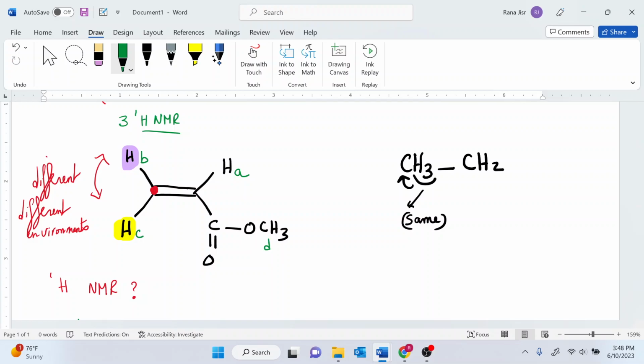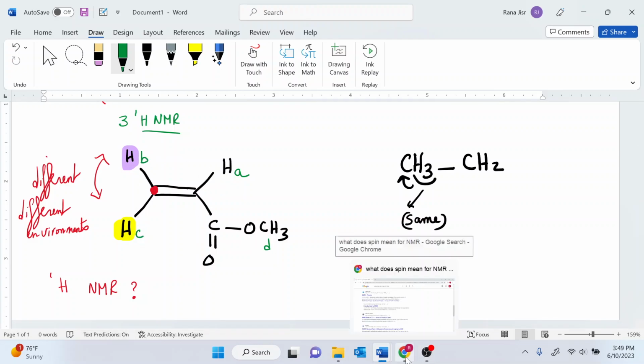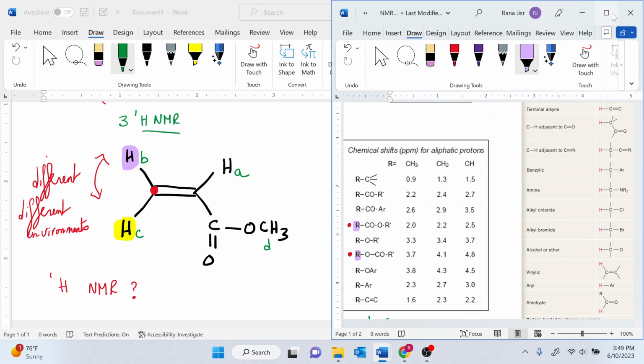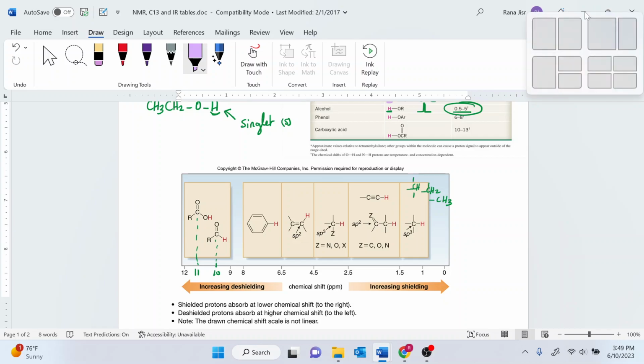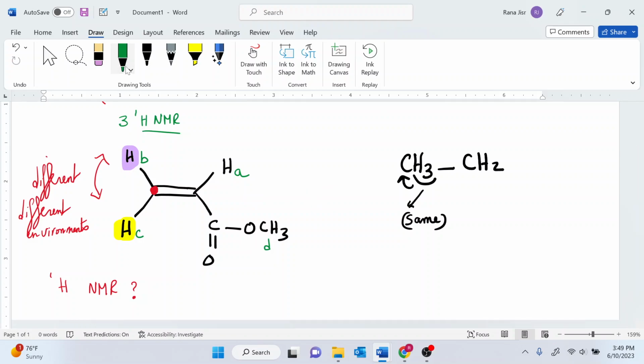Now the signals for A, B, and C are all going to lie, let's pull the table in there, in the region of the alkene between 4.5 and 6.5. So you're going to see a lot of peaks in there because that is going to correspond to the 3 hydrogens. The peaks that you're going to see are the following.